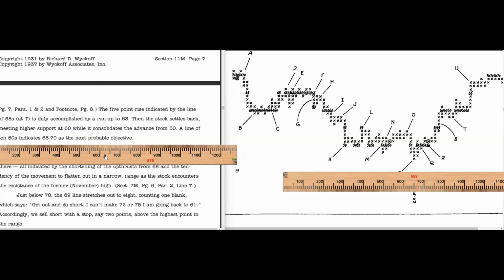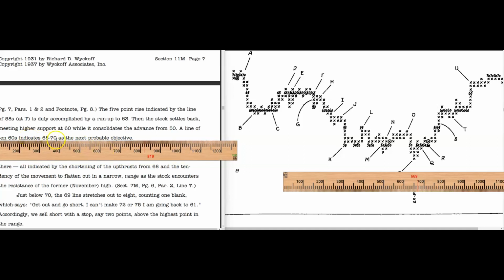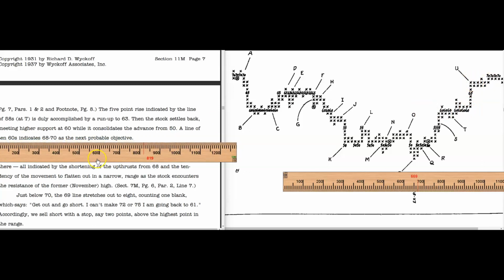All right, line of 60s indicates 68 to 70. 1, 2, 3, 4, 5, 6, 7, 8. This goes to 68. From 60, count is 8, goes to 68. Right? I counted 8.